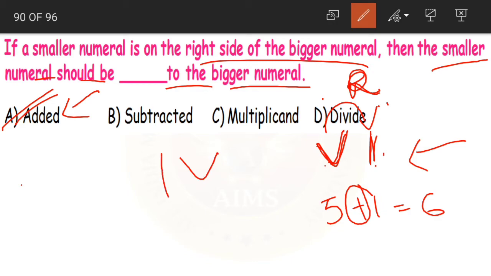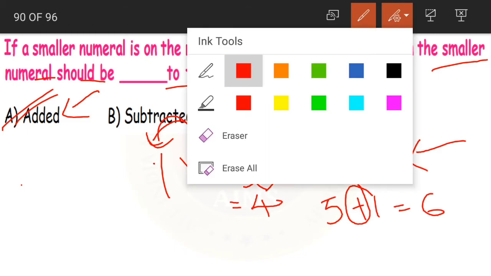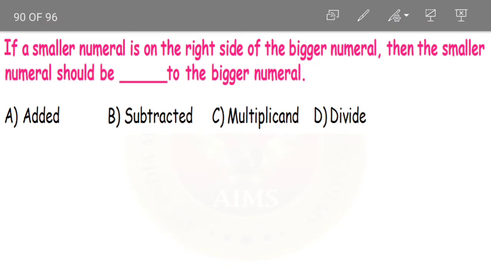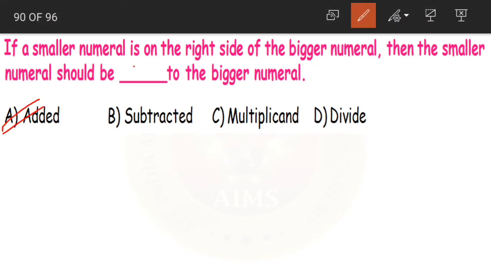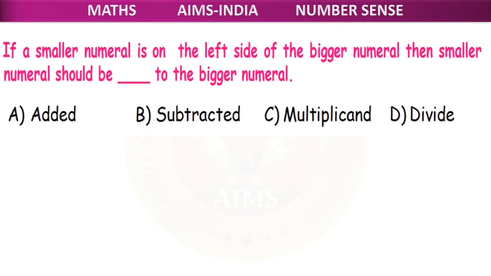Now what if the smaller numeral is written to the left? IV becomes what, children? 5 minus 1, that is equal to 4. Yes, so when the smaller numeral is written to the left, it should be subtracted from the bigger numeral. For this question, added becomes the correct answer as the smaller numeral is on the right side of the bigger numeral.